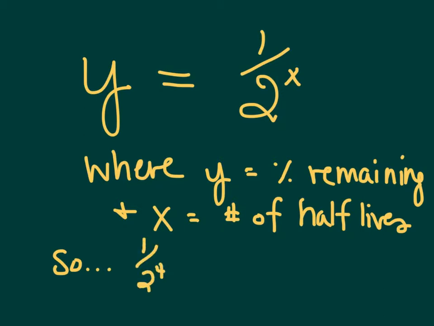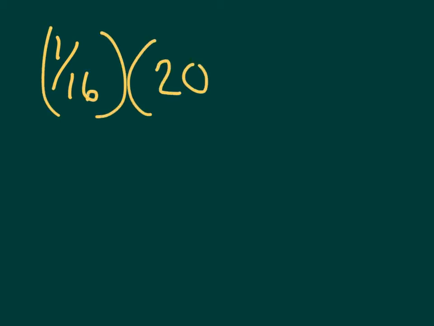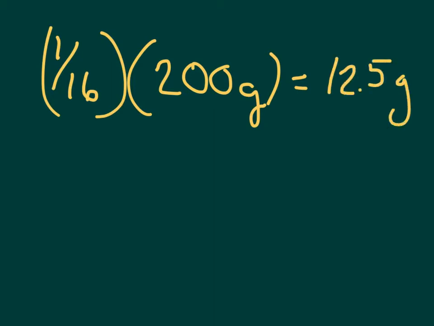One over 2 to the 4 is the same as 1 over 16. But they asked me for how many grams remain. So 1/16 of the original sample remains. So then 1/16 of 200 equals 12.5 grams that remain. Agreed?